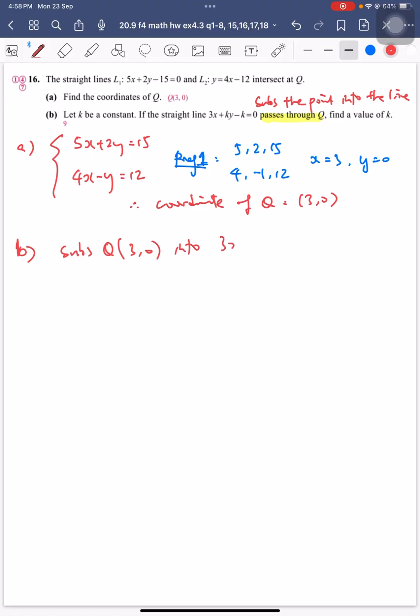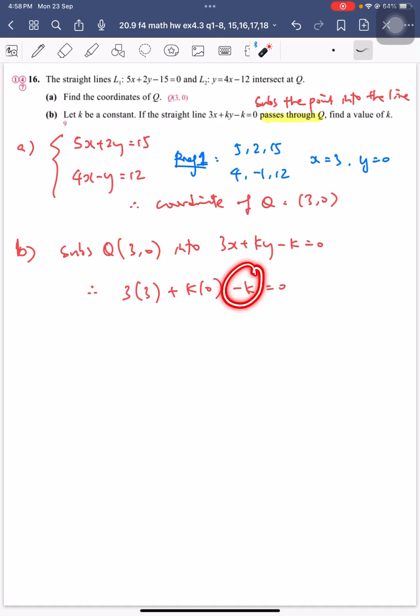So now what I have to do is just substitute Q, which is 3, 0, into the straight line equation 3x plus ky minus k equal to 0. So now I have 3 times 3 plus k times 0 minus k equal to 0. Anything times 0 will give you a 0 here. And I want the k on one side, separated from the numbers. So I move the negative k to the right, it becomes positive, so I have k equal to 9.